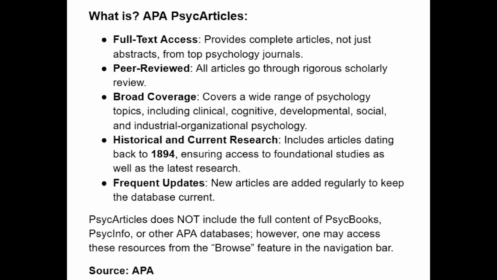First, what is APA PsycArticles? It provides full-text access to complete articles, not just abstracts, from top psychology journals, which are peer-reviewed. All articles go through rigorous scholarly review. They have broad coverage. They cover a wide range of psychology topics, including clinical, cognitive, developmental, social, and industrial organizational psychology. They have historical and current research. This includes articles dating back to 1894, ensuring access to foundational studies, as well as the latest research. They have frequent updates. New articles are added regularly to keep the database current.